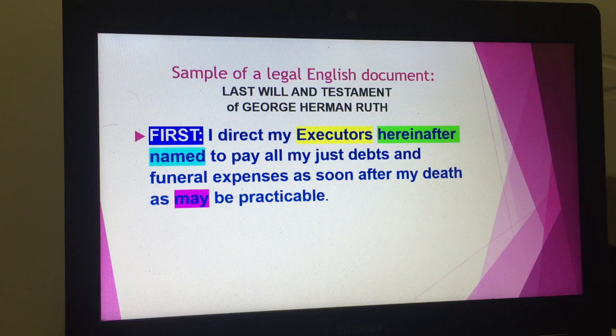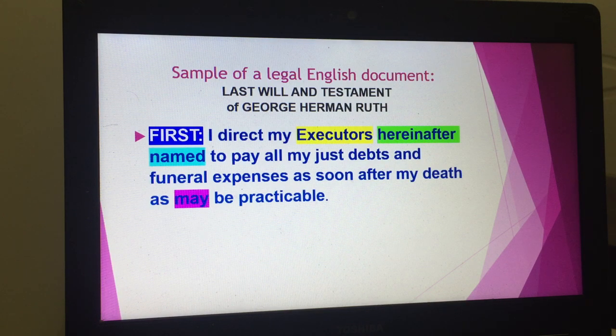And of course, he moves on to say "my executors," and "executors" is capitalized. Now, we know that there is another party, a second side to this will. The first side is I, George Herman Ruth. But the second side, in other words the other party, is the executors, the people who are going to execute, who are going to carry out my will.